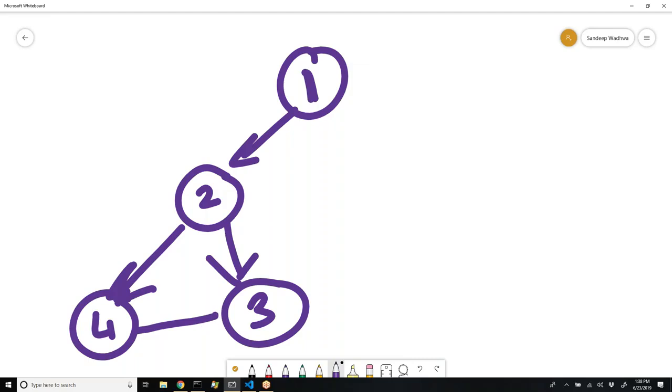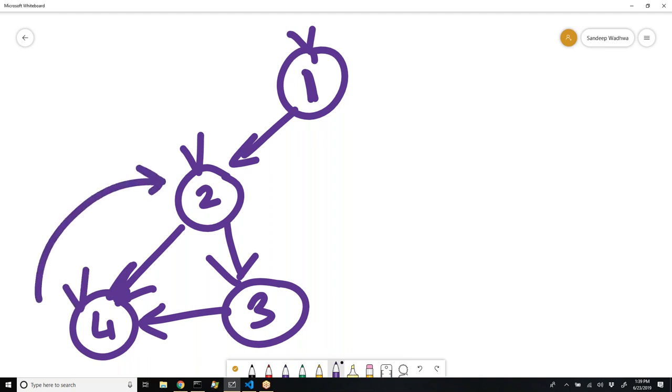Cycle or not? Is it undirected? No, this is a directed graph. Is a cycle there? No cycle. So let's follow the steps. Come to 1, mark it visited. 1 goes to 2, mark it visited. Go to 4, mark it visited. 4 doesn't have any other choice. Go back. 2 goes to 3, mark it visited. 3 goes to 4. 4 is already visited. We say there is a cycle.